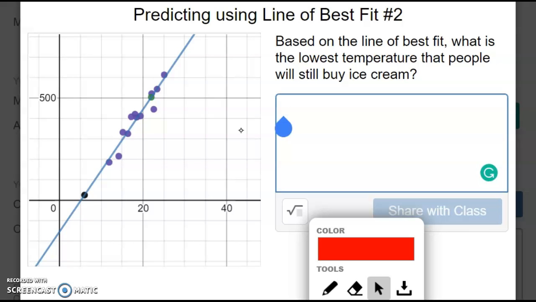So I would say this is 10 here, so this is 5 degrees. So it has to be above 5 degrees if there is to be anybody still buying ice cream.